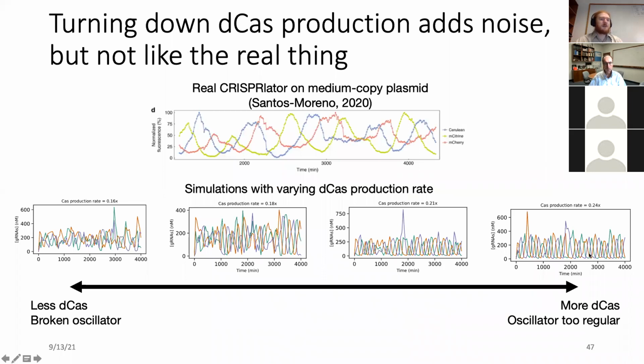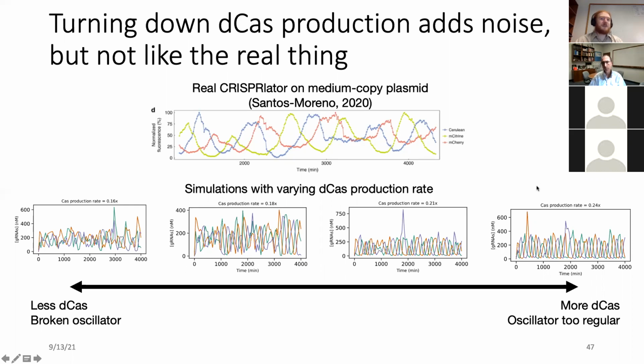This is showing simulation results with dCas9 tuned down from right to left. And what you see is that, yeah, eventually you break the oscillator so it becomes basically just noise, where it's not really clear that there's any coherent or systematic oscillation. But I would say that these aren't particularly predictive looking examples. I don't think we get particularly close to the real CRISPR.